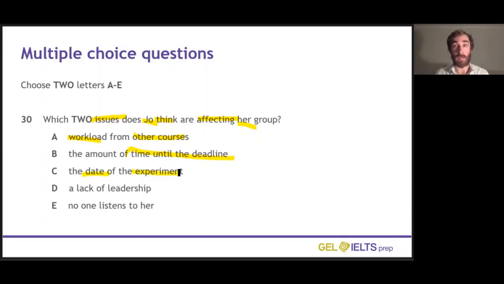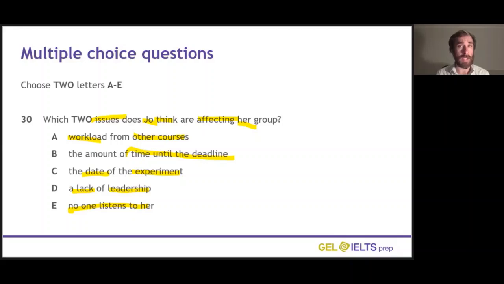So maybe there's a problem with the actual day that it's being done. D, a lack of leadership, not enough leadership. And E, no one listens to her. So that's all important. None of the group listen to Jo, and she thinks it's a problem, if that's the correct answer. We're going to listen to the recording for this question.